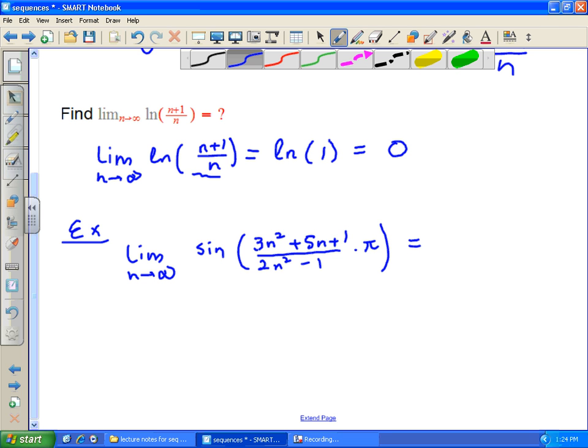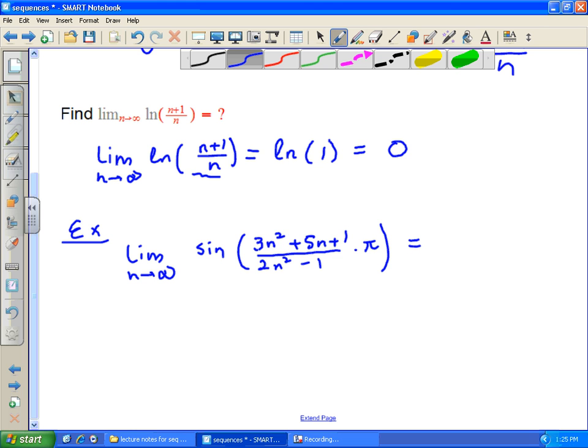Again, you have one function within another. First, find the limit of the inner function, right? What is the limit of this quantity, 3n squared plus 5n plus 1 divided by 2n squared minus 1? Degree of the top is equal to the degree of the bottom. So take the ratio of the leading coefficients, 3/2, okay? And then there's a pi. So now you have 3/2 times pi, or 3 pi over 2.